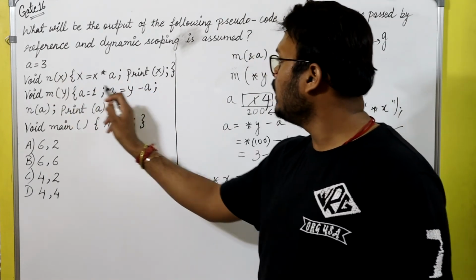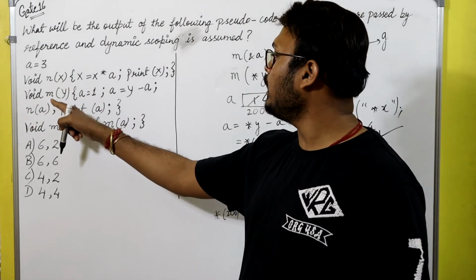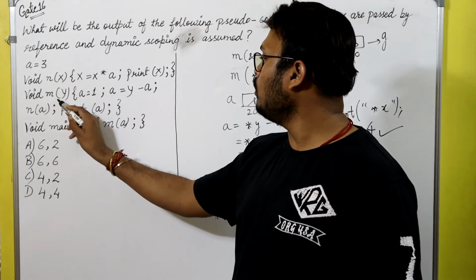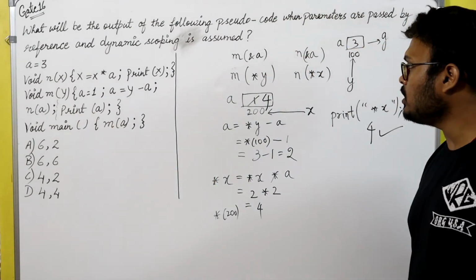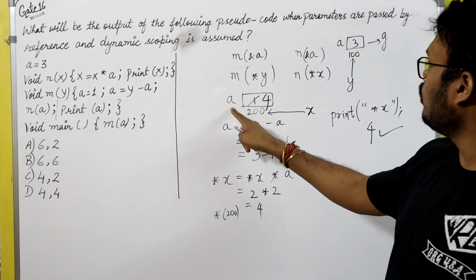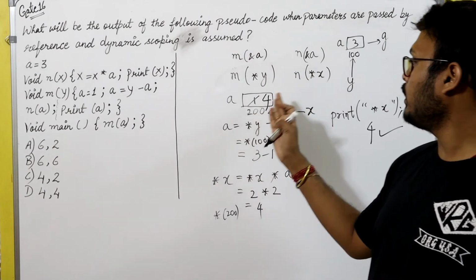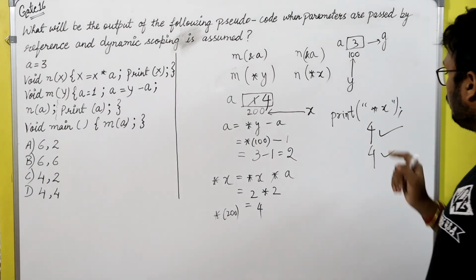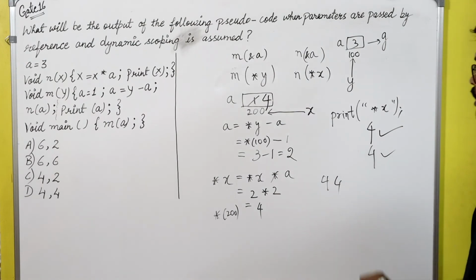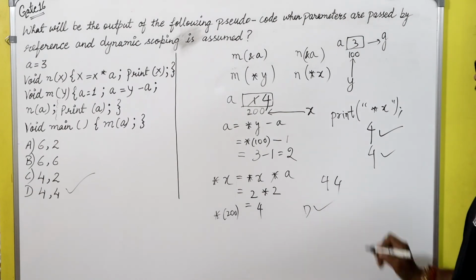So the task of the n function has been completed. Now let's get back to the m function. So till now we are done. What is the remaining part? Print of A. Print of A means they are talking about this local A, not the global A. The value has already become 4. So again 4 will be printed. So two 4s are printed: 4 4. So option D is the correct option.